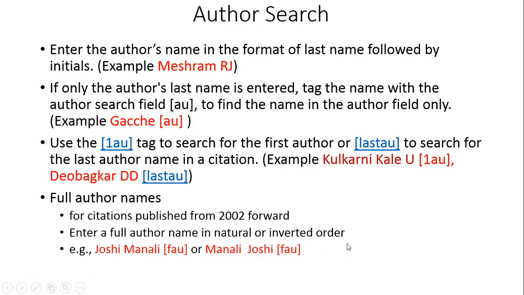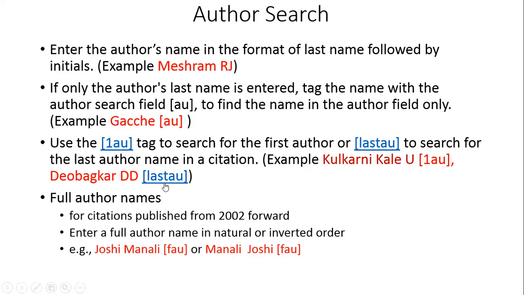So I have told you how to search by an author's surname. You can also search according to the author's position in the list, whether first or last, or if you want to search by the author's full name, you can do that as well.